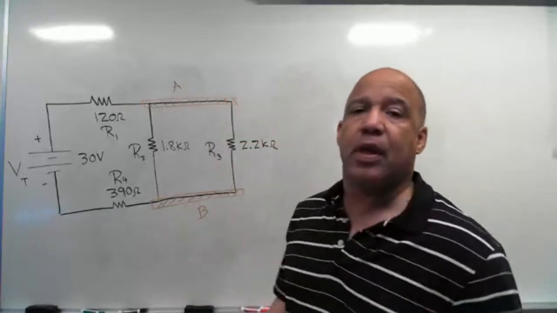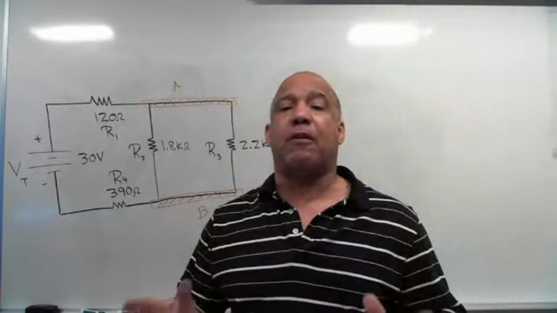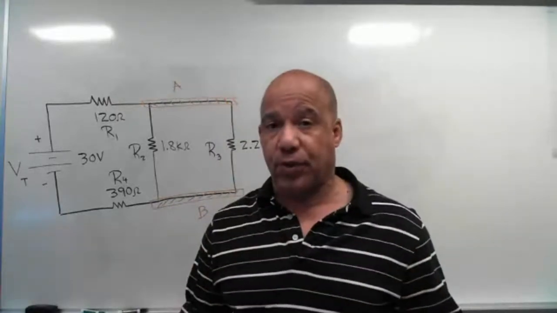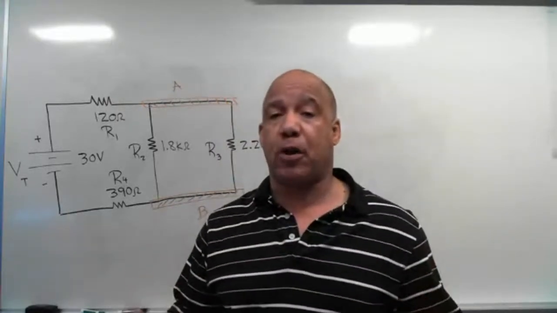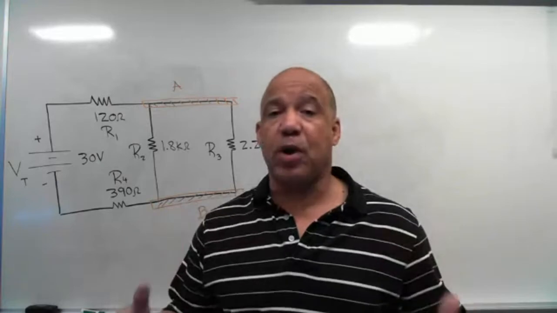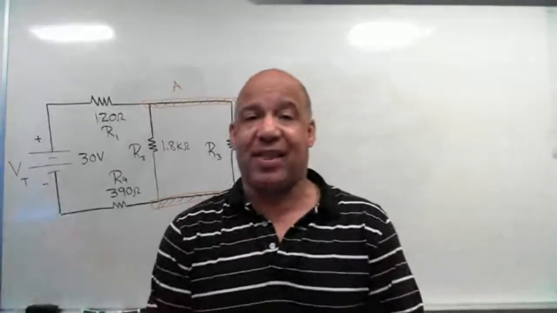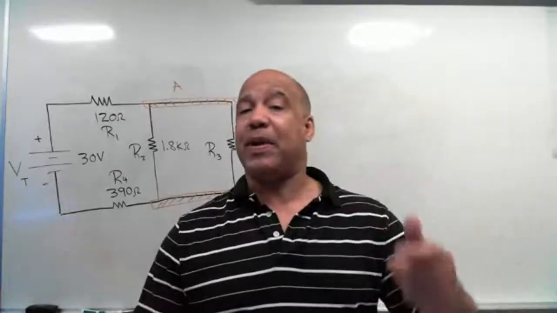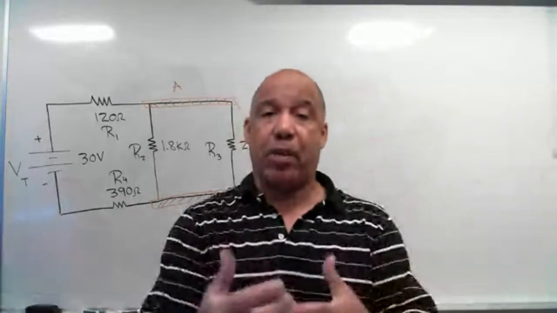Step two, go to the part of the circuit furthest away from the power source. Go to the part of the circuit furthest away from the power source and start to combine things. The things you're going to combine will either be in series. If they're in series, add them up.